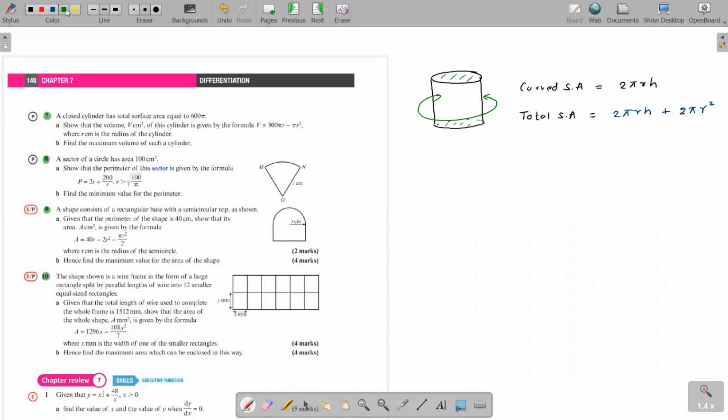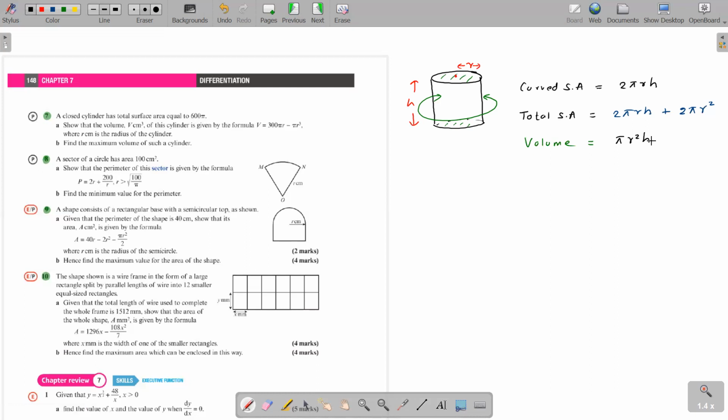Also, you must know the volume equation of a cylinder. By the way, here R refers to the radius, okay? R is the radius, H refers to the height. The volume of a cylinder is pi R square H. You must remember all these equations, okay?